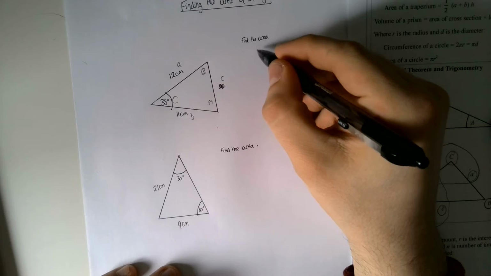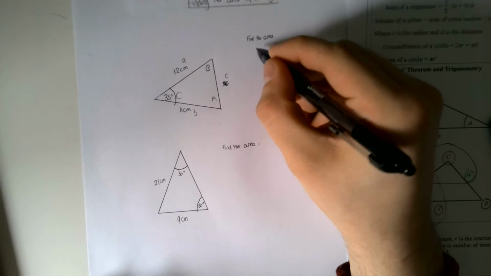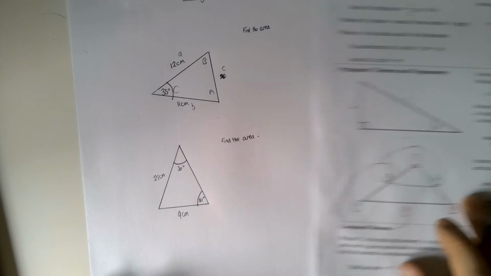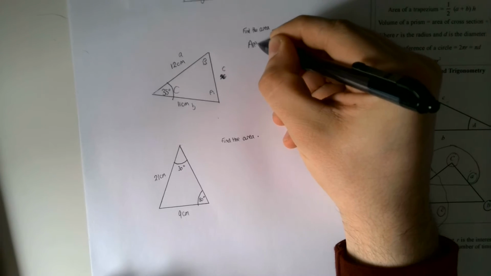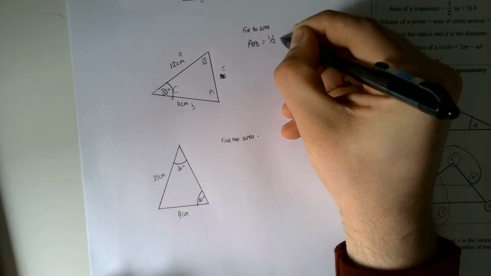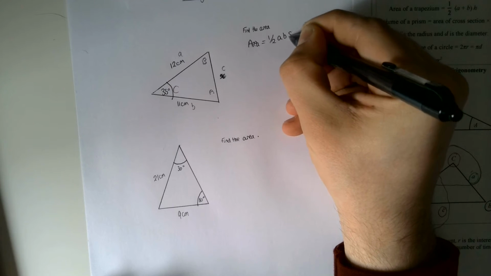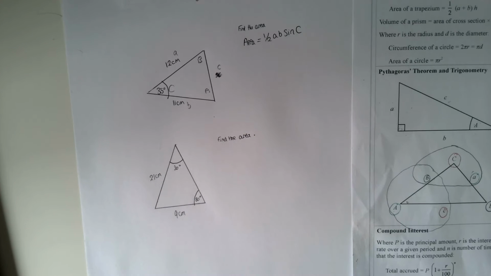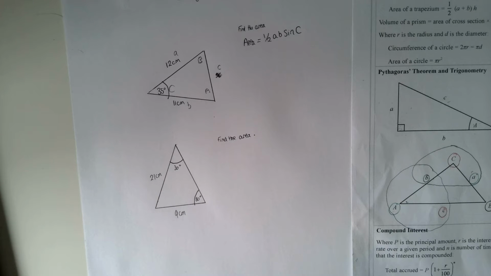So again, I'm just going to write out what the formula sheet tells us. So the area equals 1/2 AB sine C. So right now you might want to pause the video and have a go at that question yourself. So I'll just let you do that if you'd like, and we can have a look at the answer now.